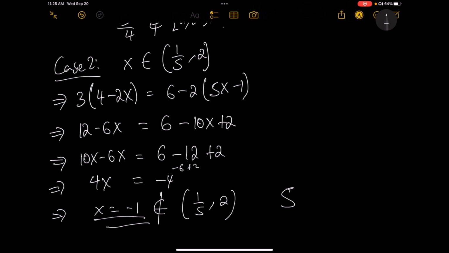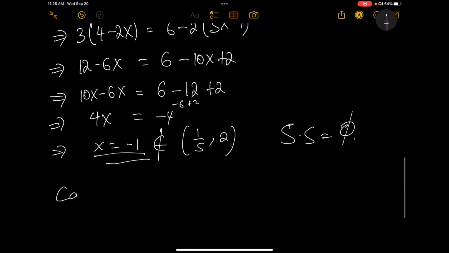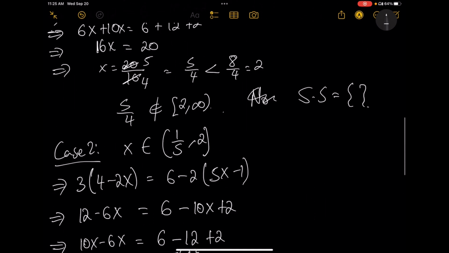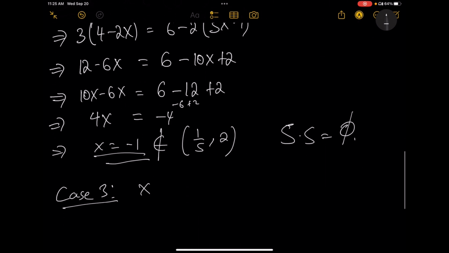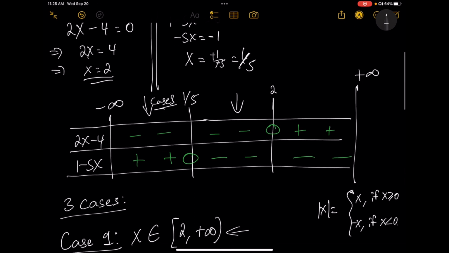Therefore, in case 2 the solution set is the empty set. Okay, case 3, what is case 3? Case 3 is, how about if x is an element of the interval from negative infinity up to 1 over 5, where 1 over 5 is inclusive. This is case 3. In case 3, 2x minus 4 would be negative, and 1 minus 5x, since it is greater than or equal to 0 in that interval, it will be positive.